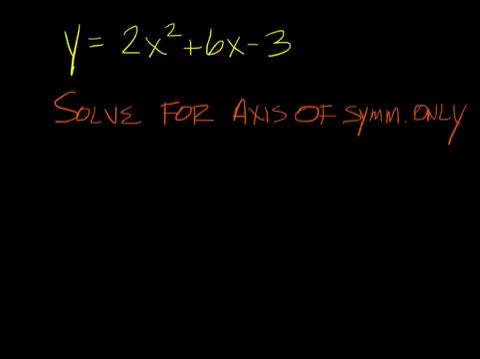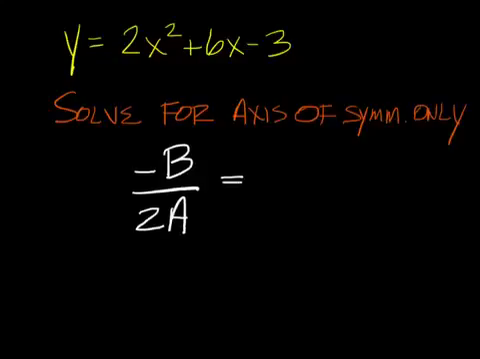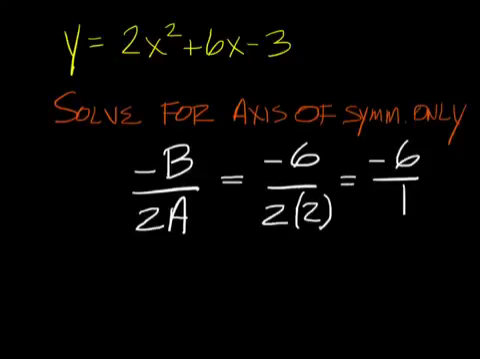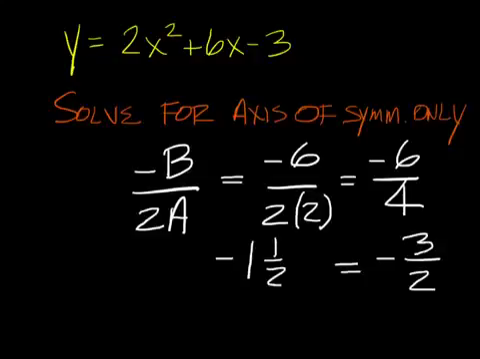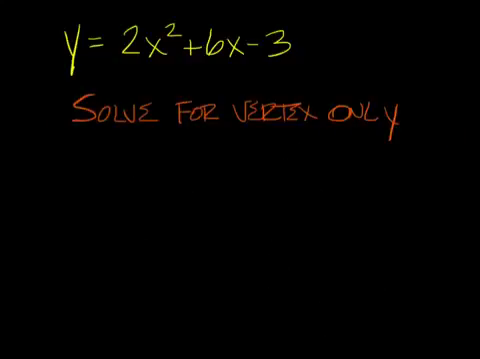The axis of symmetry is negative b over 2a. So it would be negative 6 over 2 times 2, which is negative 6 over 4, but you must simplify that to negative 3 over 2, or negative 1.5. Alright, we just found the axis of symmetry to be negative 1.5.